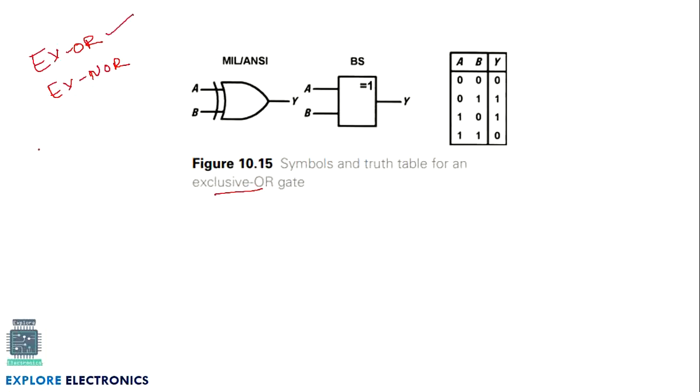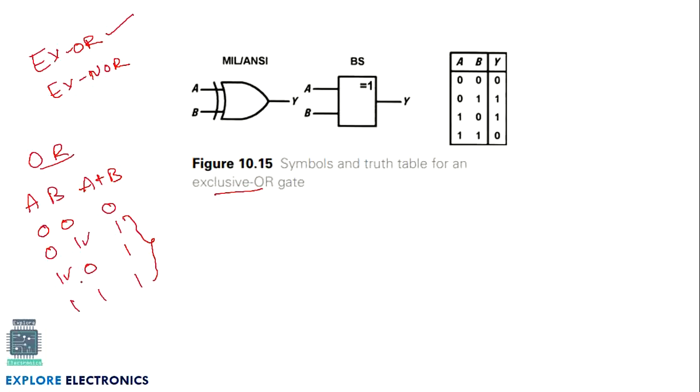In the truth table of the OR gate, you might have observed the OR gate has inputs A, B and A plus B is the output. If A, B is 0, 0, the OR gate gives 0. If 0, 1, the OR gate gives 1. If 1, 0, the OR gate gives 1. For 1, 1 also, the OR gate gives 1. So here one of the inputs is 1, here one of the inputs is 1, and that's why it is giving the output as 1.